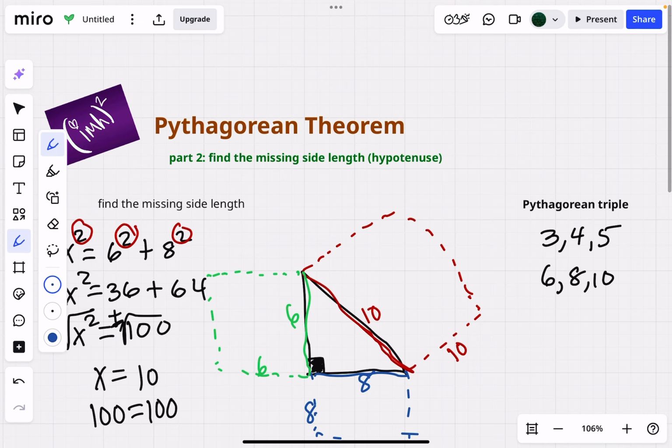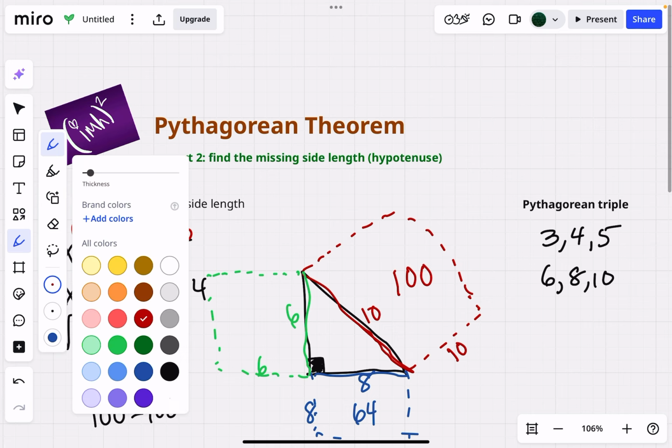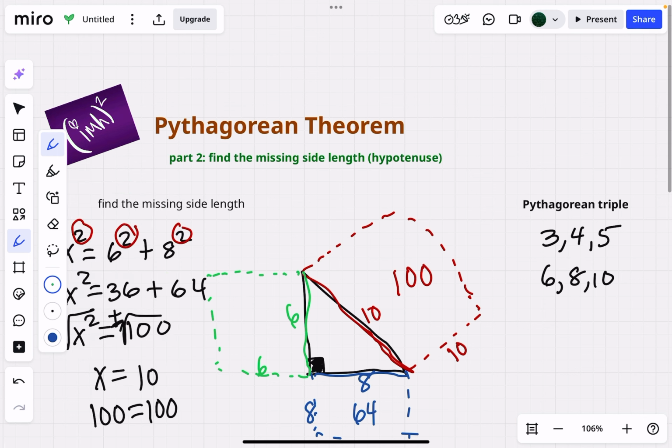Now let's take a look at how this works. So we have 8 times 8 is 64. Here's the area of that square. We have 10 times 10 is 100. So there's that square. And then the last one, the last leg, was 6 times 6 is 36.